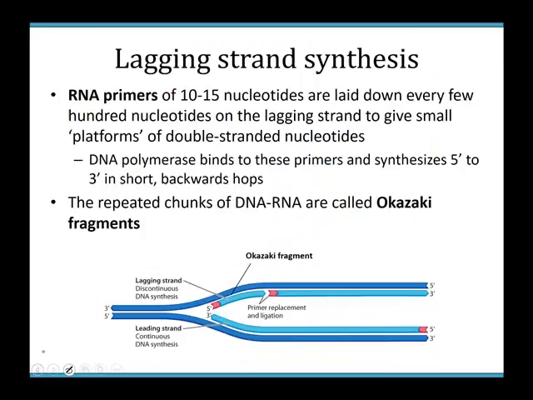Okay, a little bit about that RNA primer. The RNA primer is about 10 to 15 nucleotides, and they're laid down every few hundred nucleotides on a lagging strand. And they just act as little platforms for DNA polymerase to attach to, because he will not attach to single-stranded DNA. And the repeated chunks of RNA and DNA, remember those are named after the Japanese dude, Okazaki.